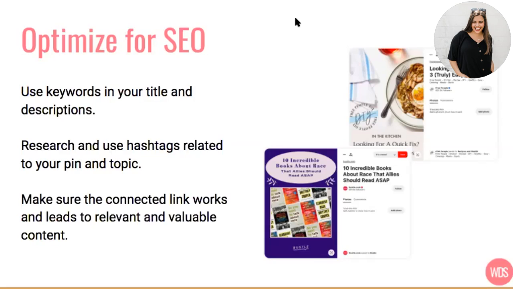So if I want to connect with someone who's looking for Instagram marketing support or help, then I want to make sure I'm using that kind of hashtag and those keywords, and just kind of adjusting for that. So play around with it, see what works for you. And you'll be surprised how helpful some of these things are. And then make sure the connected link works and it leads to relevant and valuable content.